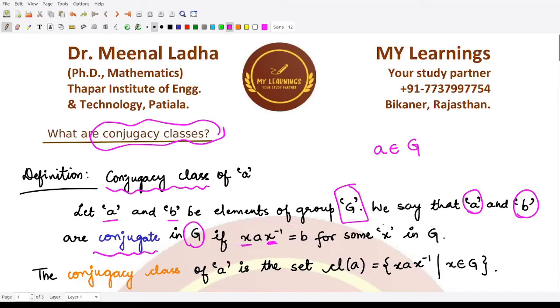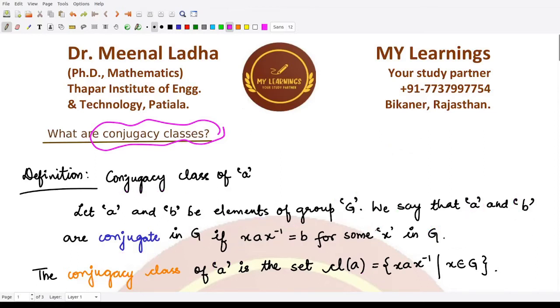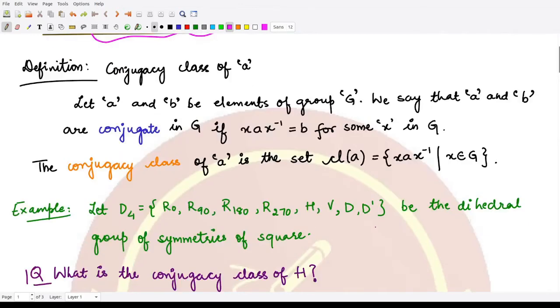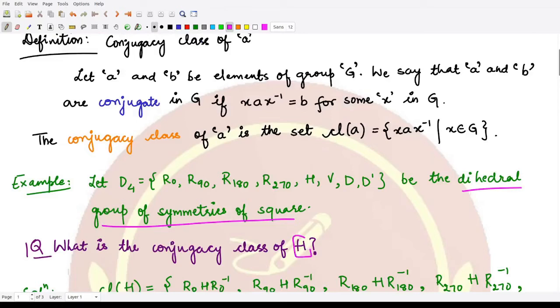Now let's understand this definition with the help of an example. So let's move forward. Now we take our favorite example, which is the dihedral group of symmetries of the square. It contains 8 elements that you know pretty well. Now we need to calculate the conjugacy class of some element H within it. We select the element H, and we want to find which elements its conjugacy class contains.